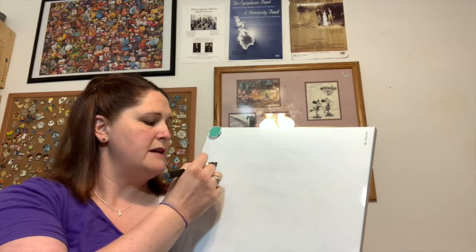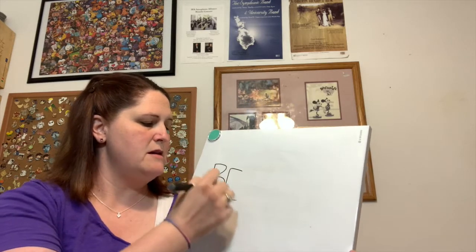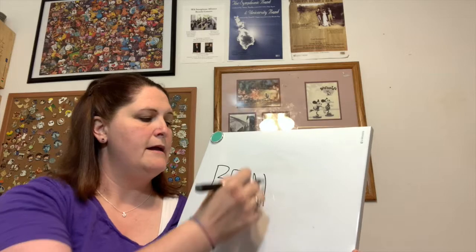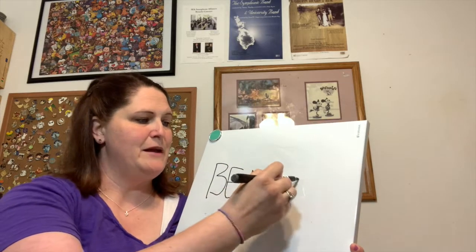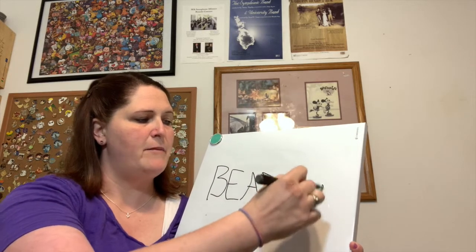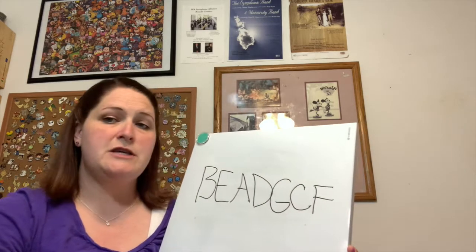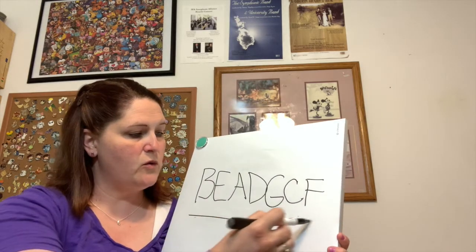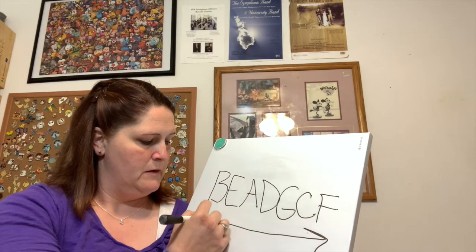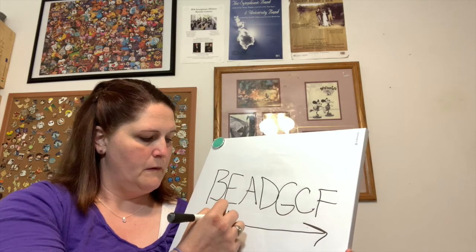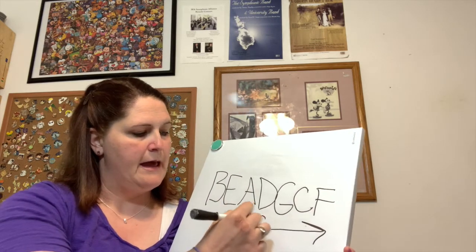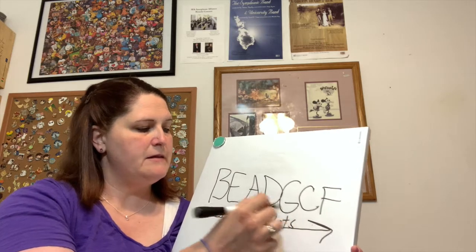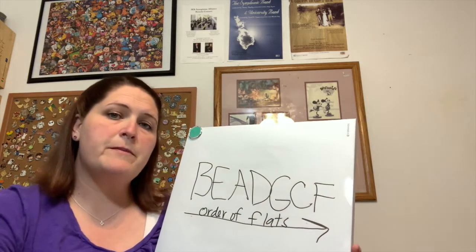So the order of the flats spells the word BEAD, and then it takes a math term, greatest common factor, GCF, okay? So this is your order of the flats. And this is always going to be the order that the flats come up in your key signature.